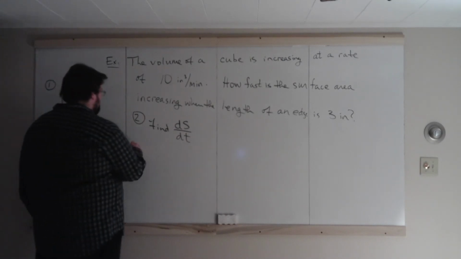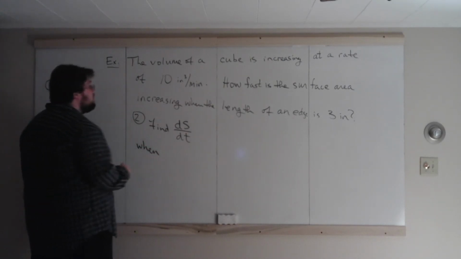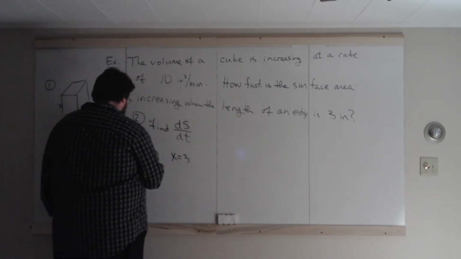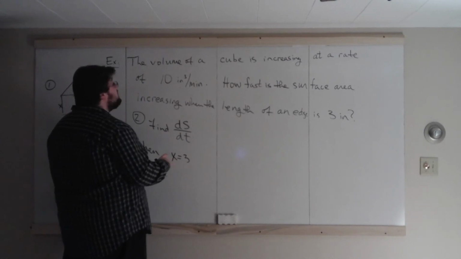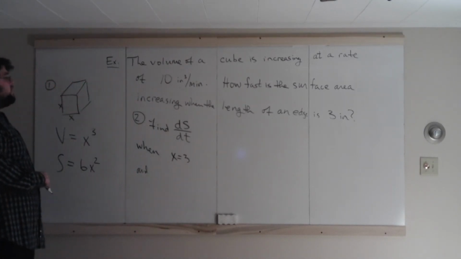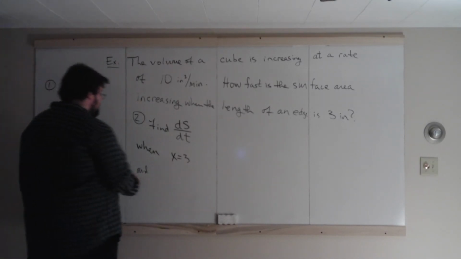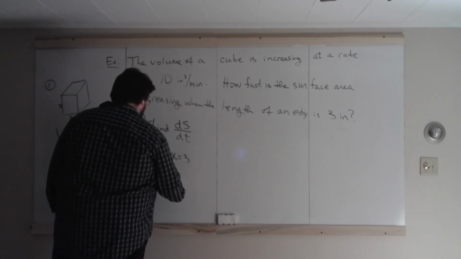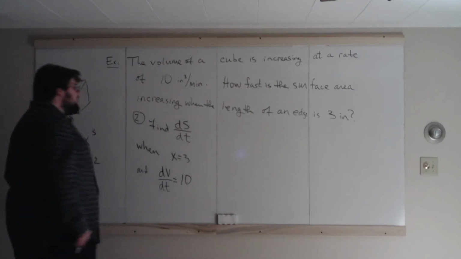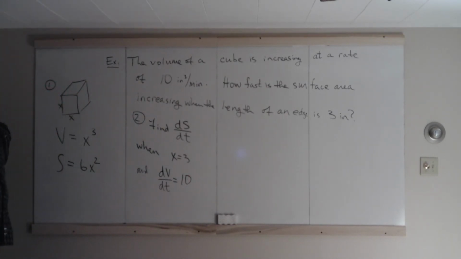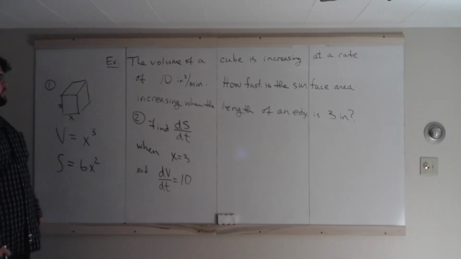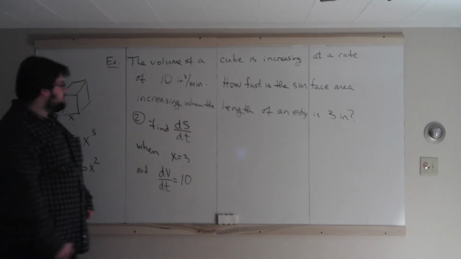So how fast is surface area increasing when the length of an edge is 3? So x equals 3, and the volume is increasing at 10 cubic inches per minute. So that's telling us how the volume is changing as time is changing. Great. This might not look more complicated than the last one, but I promise you, I think it is.